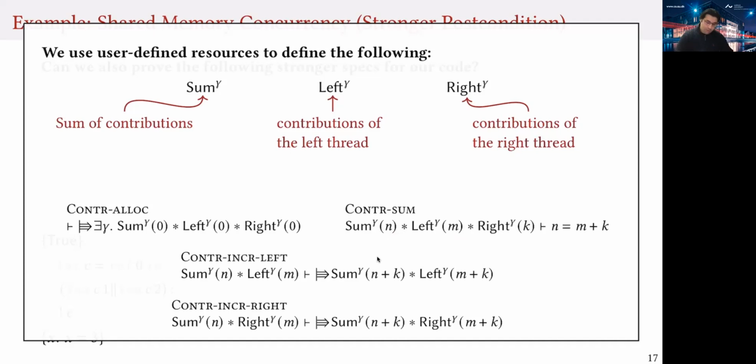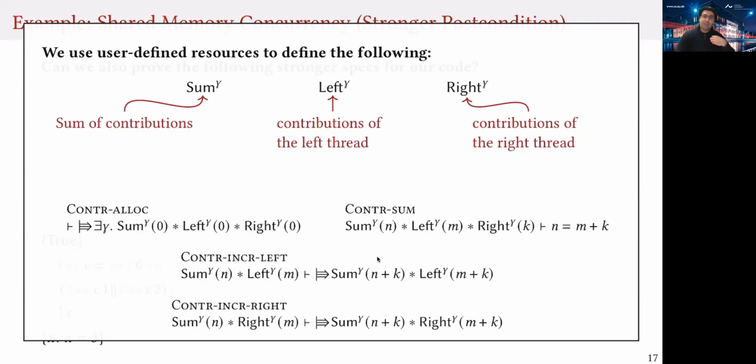Also, we get out of our theory that at the beginning, we can allocate this resource, which tells us that we have a new instance of a resource for which we have sum is 0, left is 0, and right is 0. Notice how we are using the update modality. The thing is that this proposition does not hold. We have to allocate it. We have to change something for this to hold. And that's why we need this update modality.